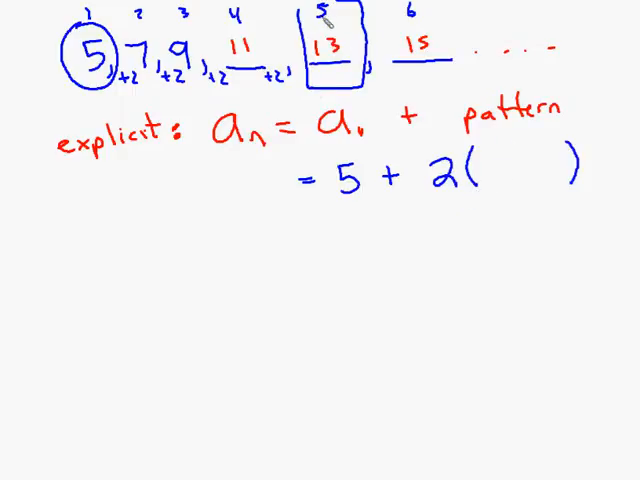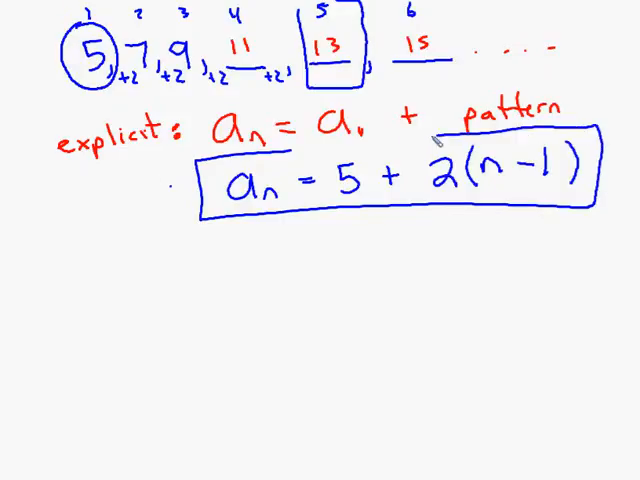So what is that? We'll take a look. My term number I want is 5. So it's times 2, 1 less than that. So this is my explicit formula. That's actually the answer when I'm asked for the explicit formula. I don't have to do anything else. But it's kind of tricky getting it.